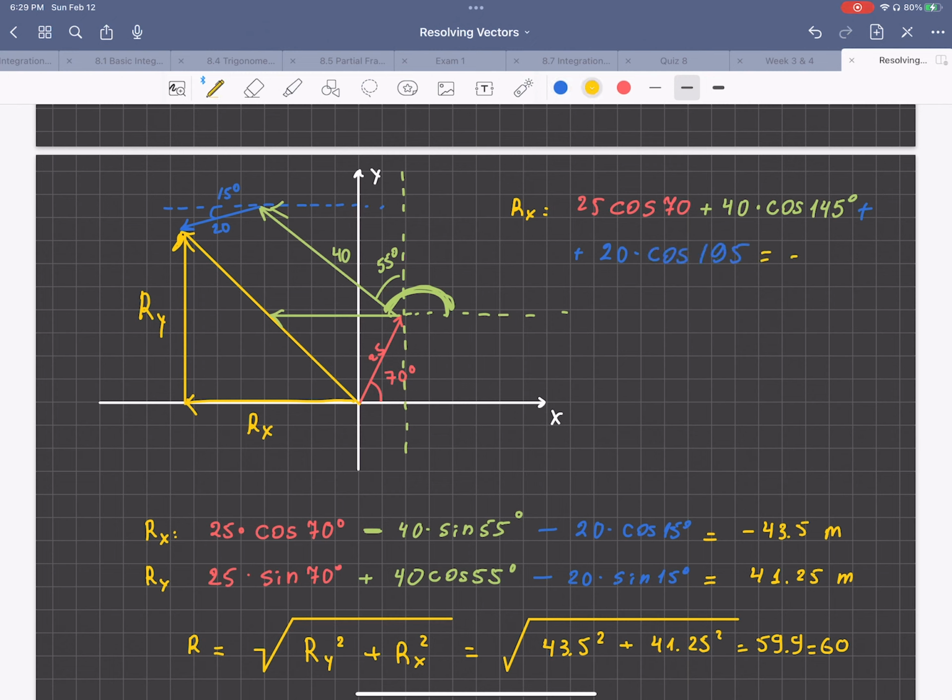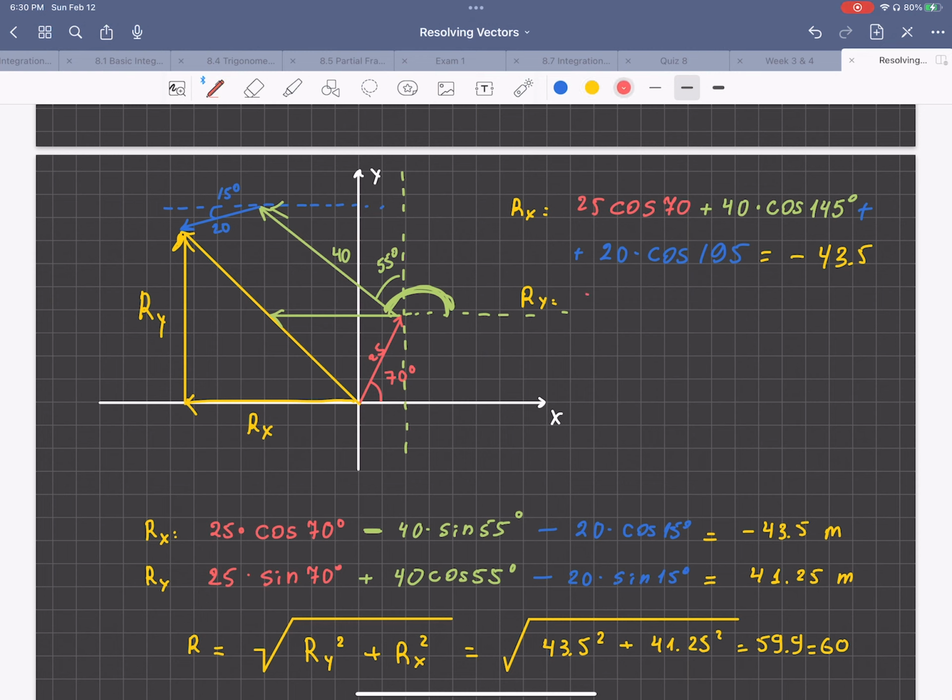So the answer is going to be the same. It's going to be minus 43.5. But you see that you got to it without thinking about these pluses. You can stick with cos functions for x, but you, of course, have to get all the angles from the positive x direction. So this 70 was the same, but this 55 was not. We had to add 90. This 15 was not. We had to add 180.